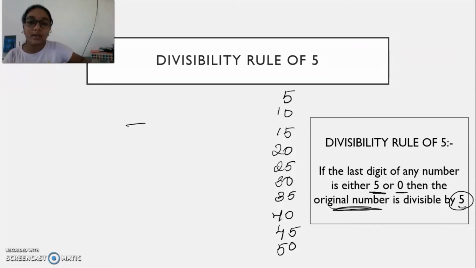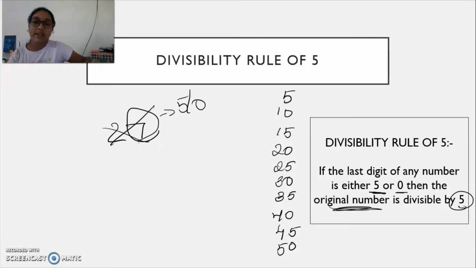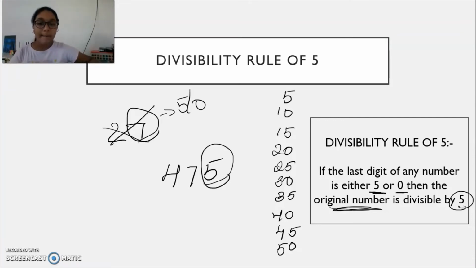For example, 27: the last digit is neither 5 nor 0, so 27 is not divisible by 5. Let's take the example of 475. The last digit, the ones place, is 5. It should be 5 or 0, right?